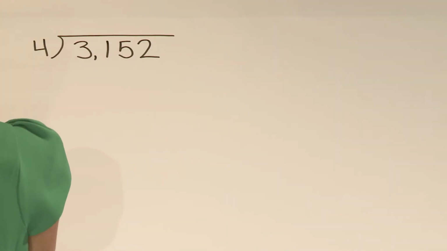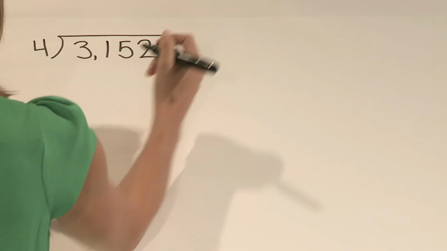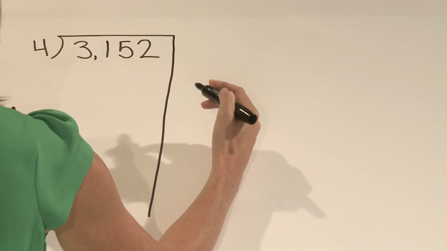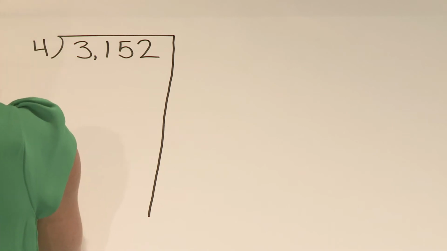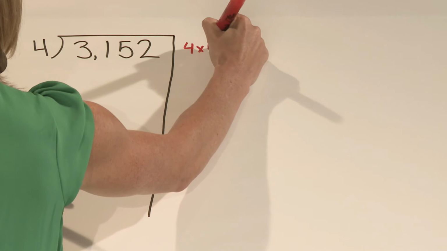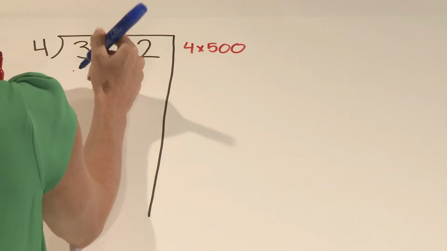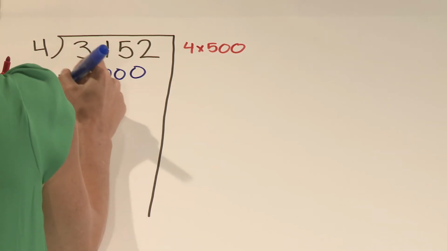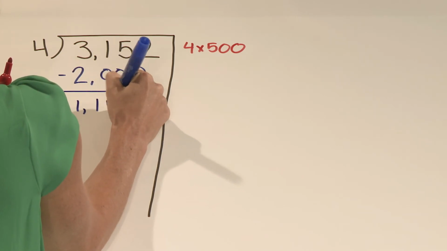Now let's look at a larger number. 3,152 divided by 4. It would be nice if I could just do 4 times 1,000, but that would get me an answer that's larger than my dividend. So I'm going to break it in half and do 4 times 500, which gets me 2,000. When I subtract the two numbers, I'm left with 1,152.